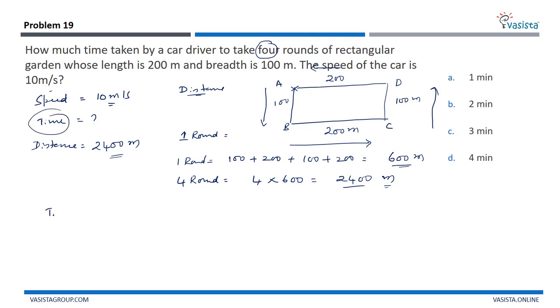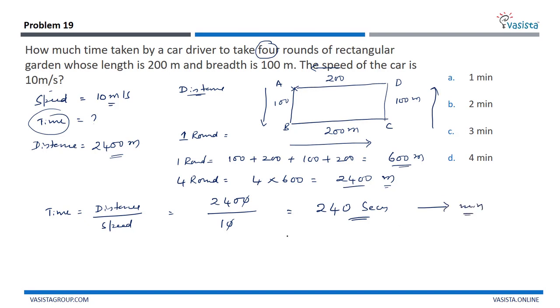We know time is equal to distance by speed. What is distance? That is 2400, correct? And what is the speed? That is 10 meter per second. Now this will become 240, so I'll cancel here. 240 what? That is seconds. Now I need to convert it in terms of minutes.